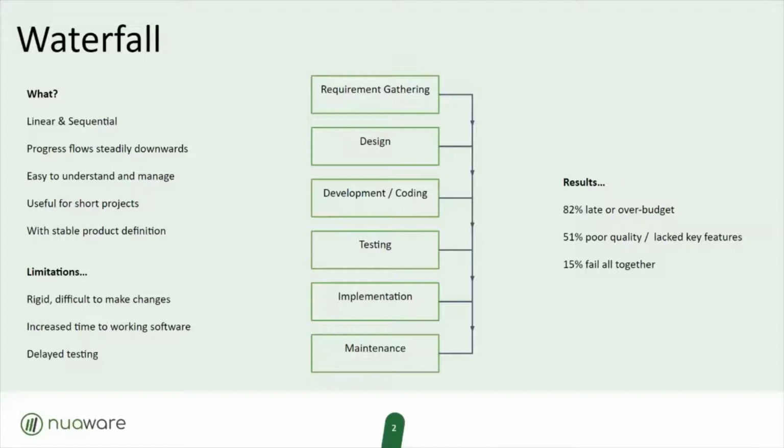So you can see 12, 24 months down the line, you can have no code in production, no functionality, and you're returning right to the start of the process. For this reason, if you look at the results, 82% of Waterfall projects are late or over budget, 51% are poor quality or lack key functionality, and 15% fail altogether.